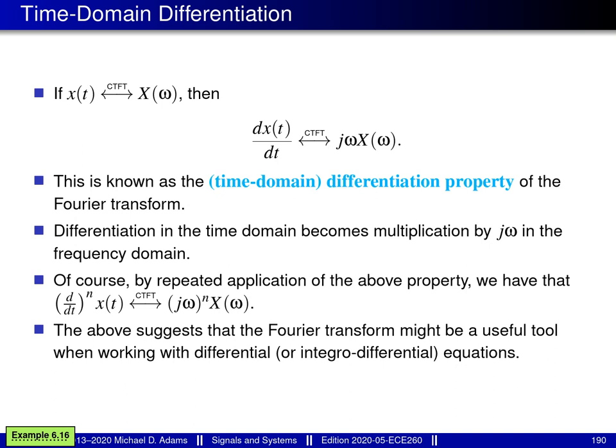The next property of the Fourier transform that I need to introduce is the differentiation or time domain differentiation property. And what this property says is the following. If we have a function little x with the Fourier transform big X, then the effect that taking the derivative of little x has on the Fourier transform is that it multiplies the Fourier transform by j omega. In other words, differentiation in the time domain becomes multiplication by j omega in the frequency domain.